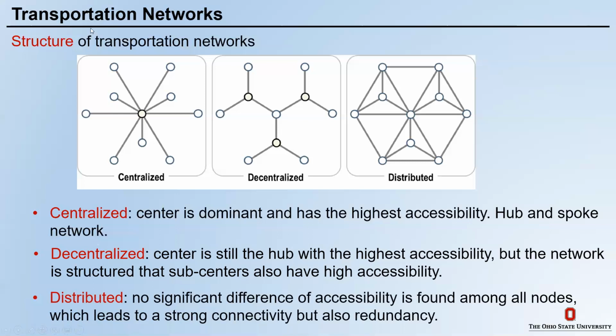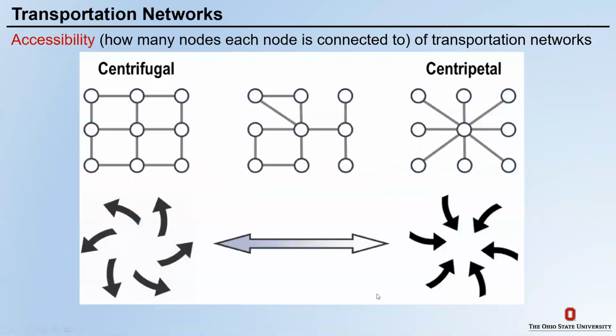So we actually touched a little bit on accessibility here, right? So now let's talk about it. Accessibility refers to how many nodes each node is connected to. Okay, so here we have two other types of structure, more specific structure. The first one is called centrifugal. Another one is called centripetal. Okay, centrifugal and centripetal.